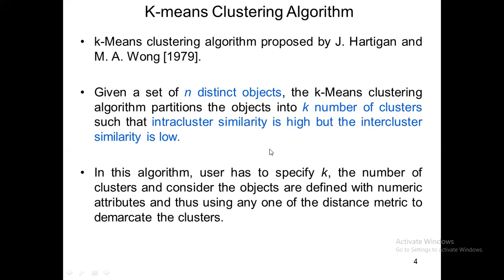And in this algorithm, the user has to specify k. K, as I already told, is the number of clusters, how many clusters we are going to form from the objects, right? And consider the objects are defined with numeric attributes. There are numeric attributes, and thus using any of the distance metrics, we already told it's a distance metric, we create the clusters. So this is k-means clustering.